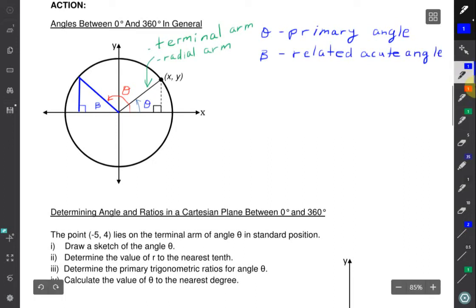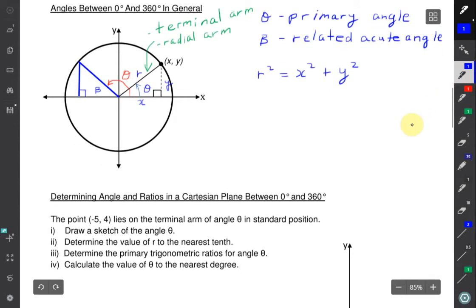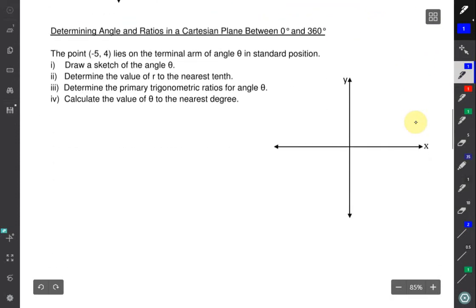Something else to point out is the fact that this xy shows that these components of the triangle are actually x and y. And finally, we can label this arm, which is the radial arm, as r, which also denotes the radius of this circle. And so r squared is equal to x squared plus y squared from Pythagorean's theorem. So these are the components of this particular system that we're going to be working with. Now we're going to use this to solve some trig problems.